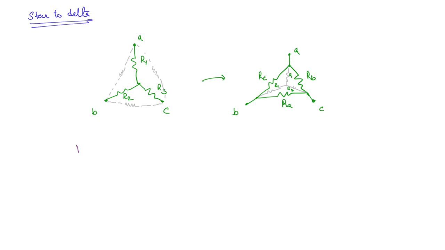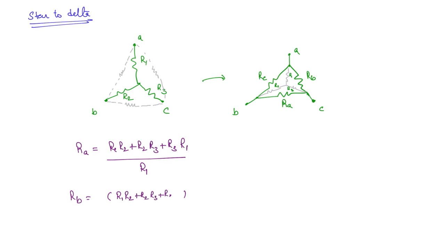So what is the expression for RA? This is going to be R1 R2 plus R2 R3 plus R3 R1 divided by R1. RB is going to be the same numerator, so I will write it once again, plus R3 R1 divided by R2 this time. And what about RC? Here also the numerator is same and what will be the denominator? R3.